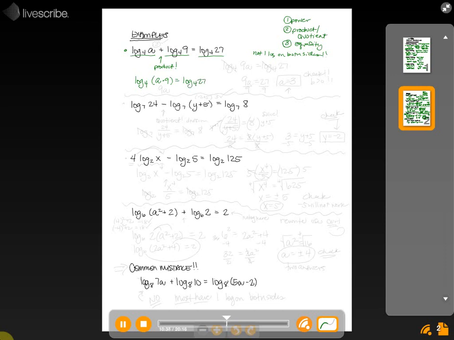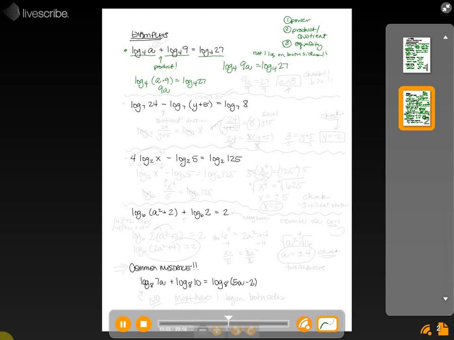The right-hand side doesn't change. Now, a times 9 is really 9a. So we're going to rewrite it. Log base 4 of 9a equals log base 4 of 27.